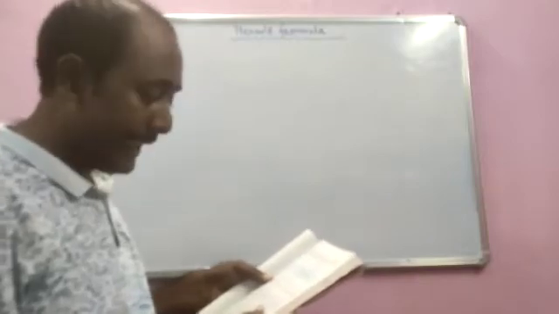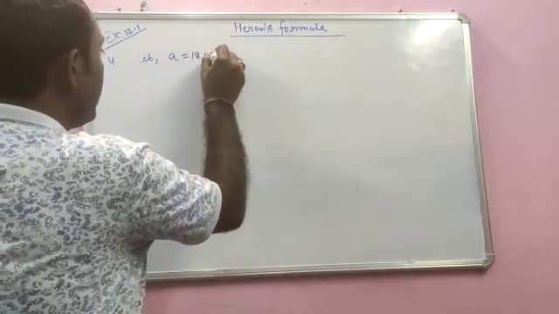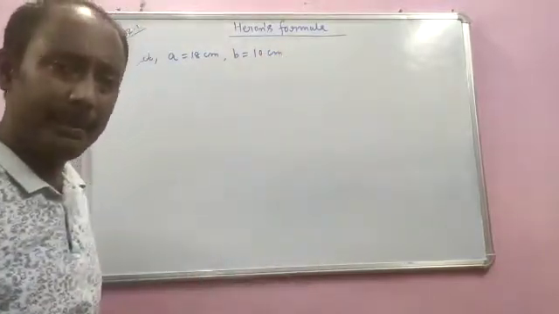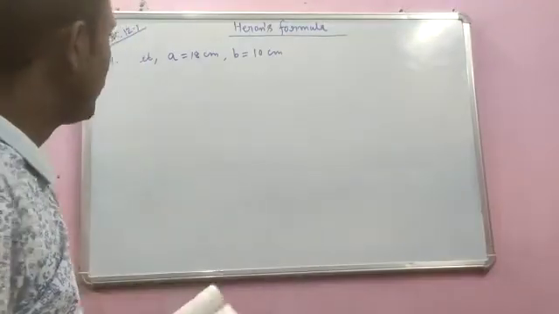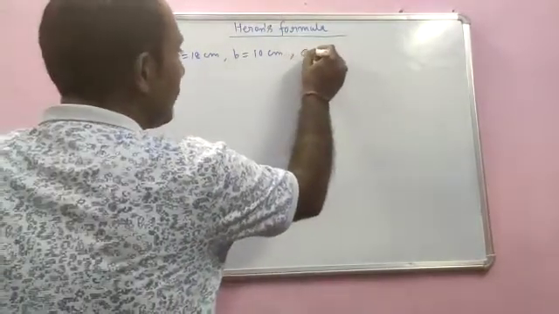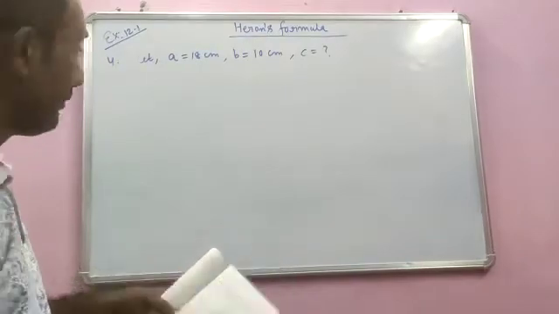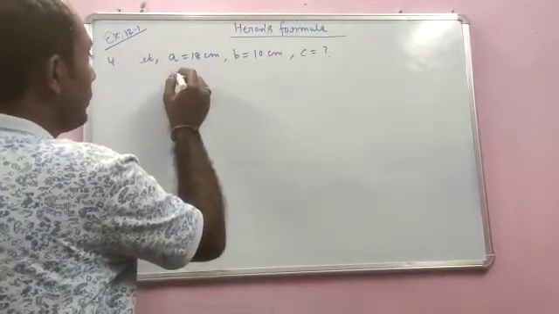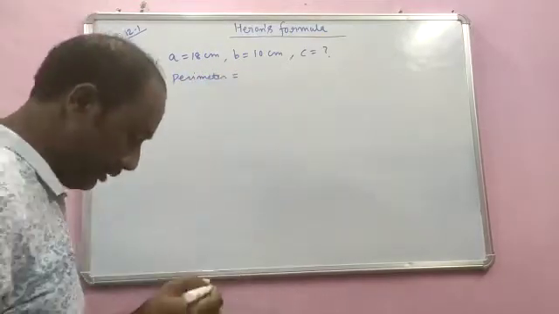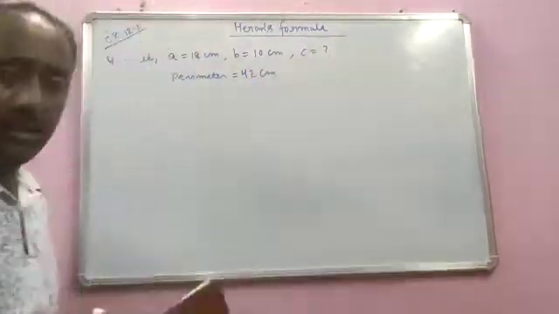two sides of which are 18 centimeter and 10 centimeter. So what we are going to write here: a is equal to 18 centimeter, b is equal to 10 centimeter, because the length of the sides we generally denote by small a, b, c, and the perimeter is 42. So here a and b, the two sides, are given to you, and c is what we don't know, c is your question mark. Perimeter is given to you, so you can write that perimeter is equal to 42 centimeter. The question is to find the area of this triangle.